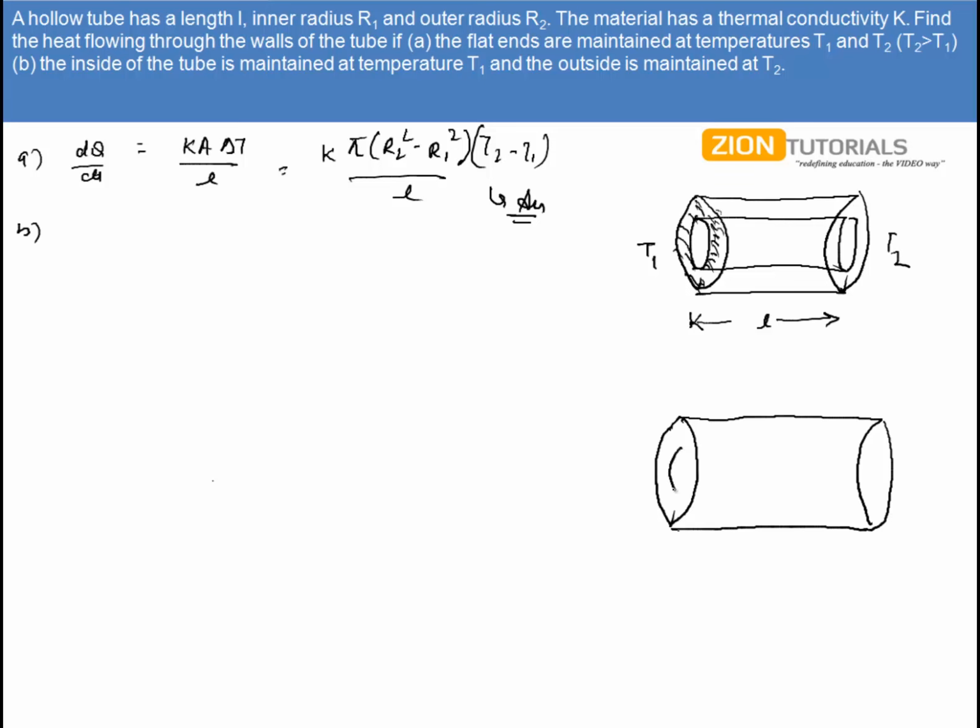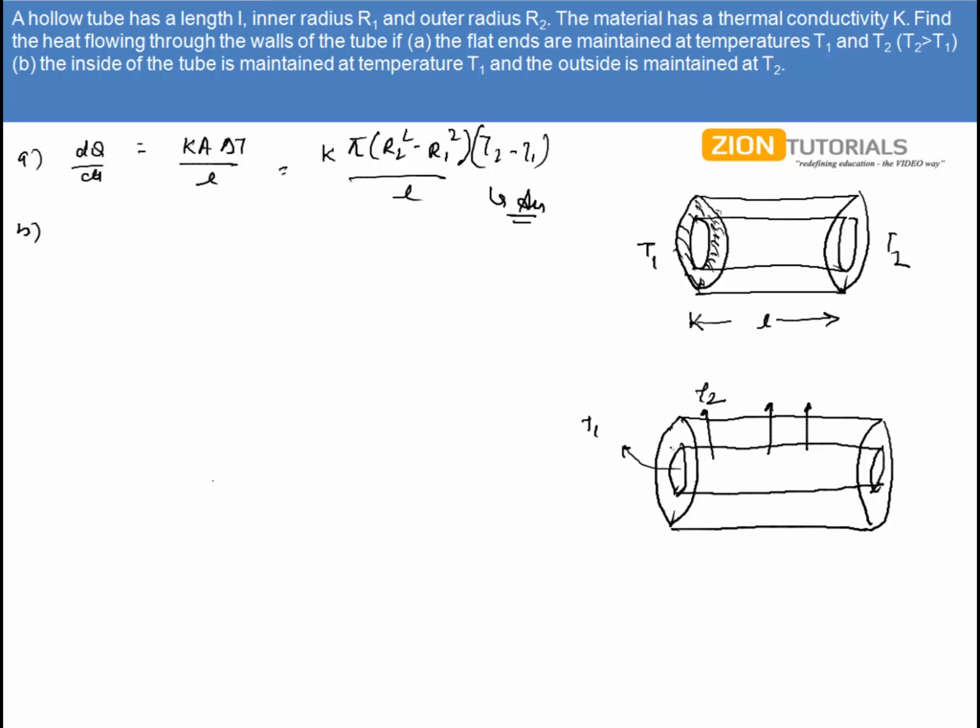Inner is maintained at T1, outer is maintained at T2. So again, the thing here is that the area of cross section is varying throughout the passage because the heat will flow in a radially outward direction like this.